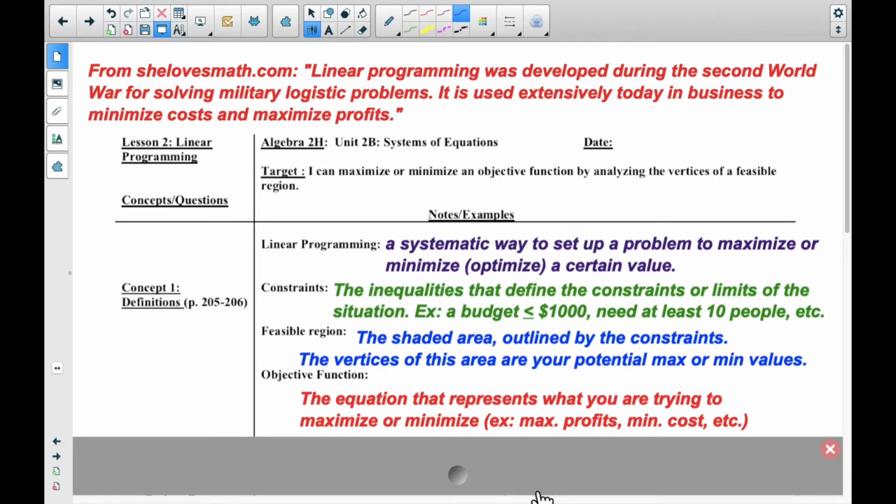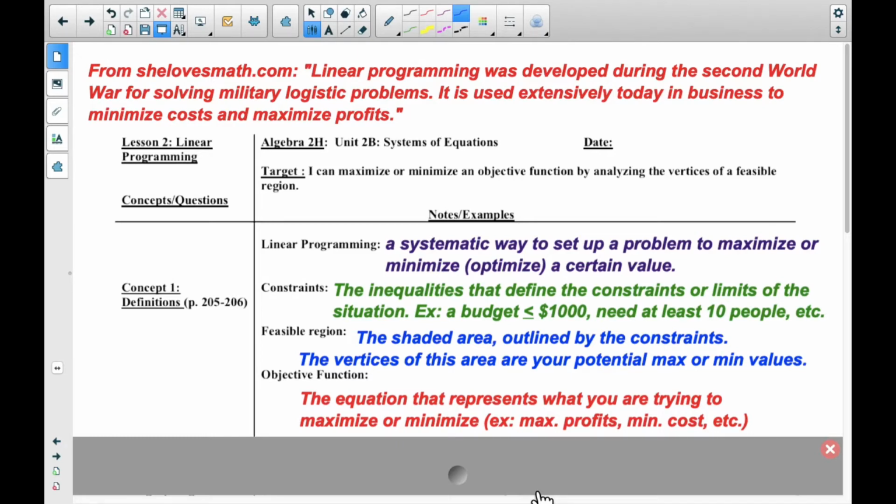Constraints. The constraints are the inequalities that define the limits of the situation. For example, let's say you have a budget and you have to spend less than $1,000. That's a constraint. Let's say you need to have at least 10 people. That's a constraint. Anything that could be said as an inequality is going to define your situation.